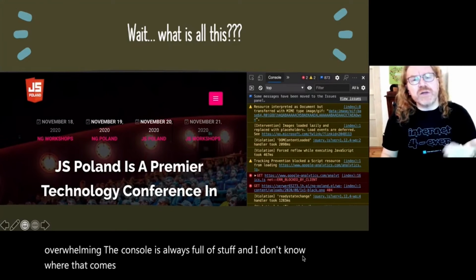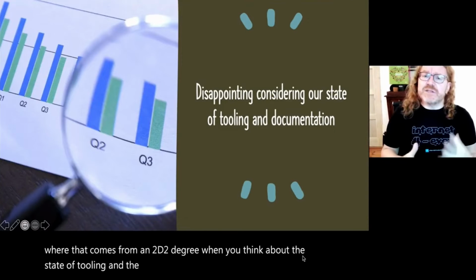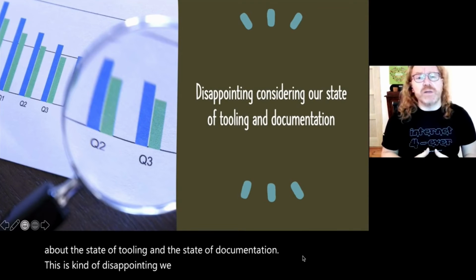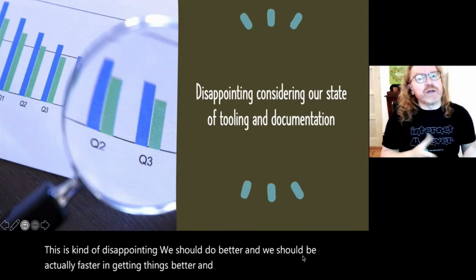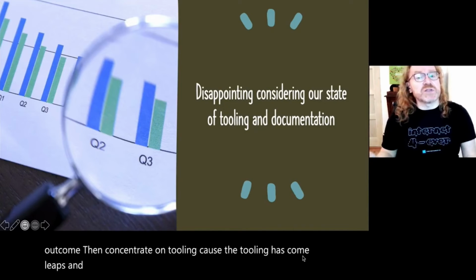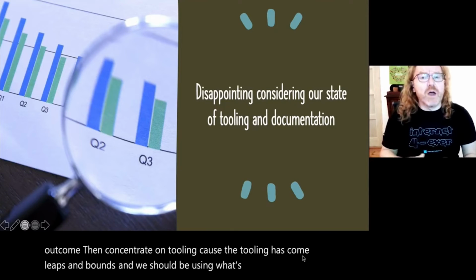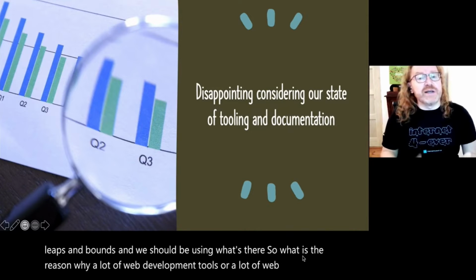And to a degree, when you think about the state of tooling and the state of documentation, this is kind of disappointing. We should do better, and we should be actually faster in getting things better and concentrate more on the outcome than concentrate on tooling, because the tooling has come leaps and bounds, and we should be using what's there. So what is the reason why a lot of web development products are actually in that state?